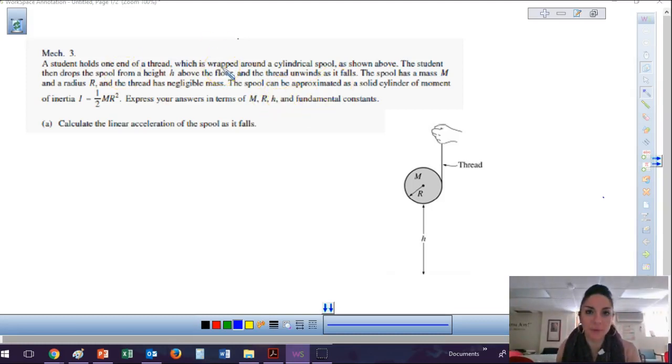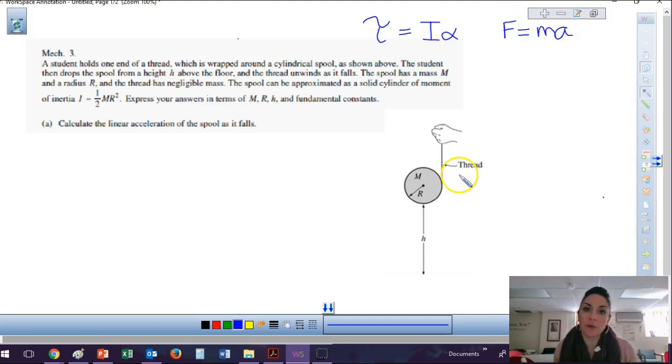So in this problem, what I'm going to do is use the definition of torque, that torque is moment of inertia times angular acceleration. And I'm going to combine it with our previous topic of forces, F equals ma, and show you how you can use both of these to solve problems.